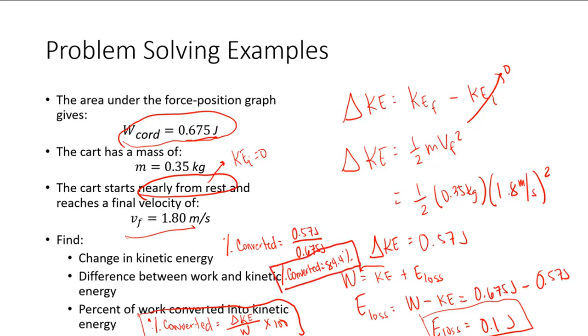Okay, so that's how you calculate for your percent of work being converted into kinetic energy. In an ideal system, that should have been 100%, but again, we do not live in an ideal world, so there are bound to be some losses. You just have to account for those losses.